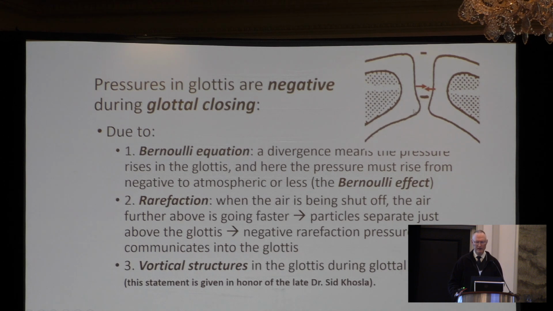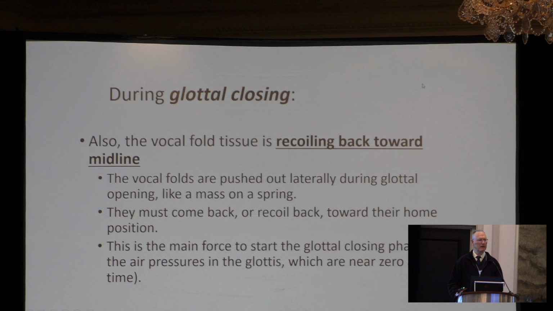Now, what is this negative pressure in the glottis? Most of the negative pressure is due to rarefaction above. As the air is being cut off, molecules separate above, so you have negative pressure there. That's the Bernoulli effect, and it occurs here in the glottis. Maybe this is more negative during the divergent shape. But actually, most of the negative pressure is due to rarefaction above.